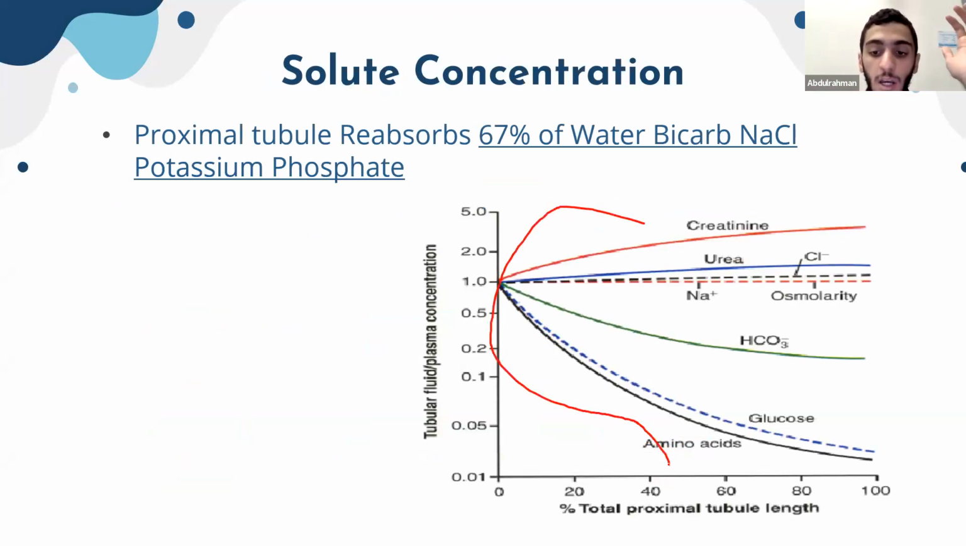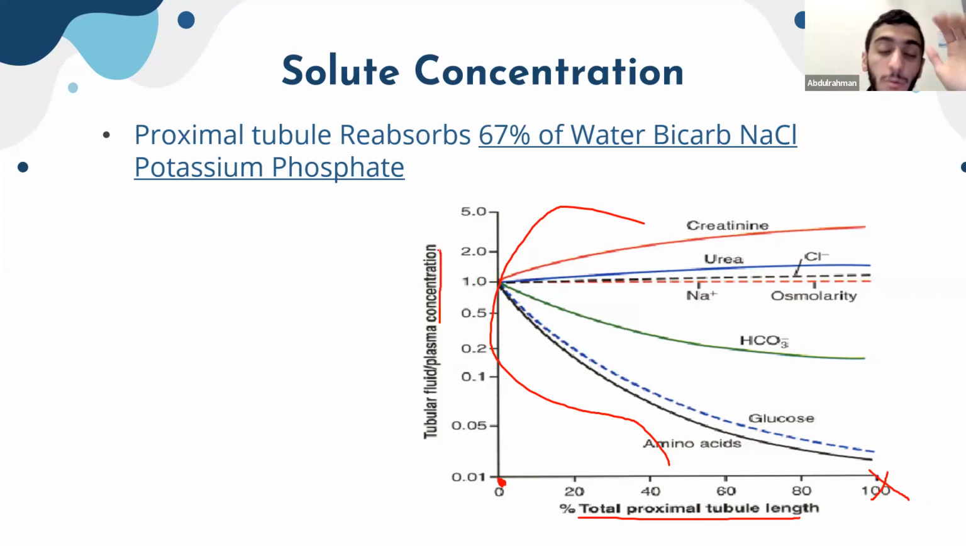Now, this slide is important, and you're most likely going to get a question about this graph. I have some practice for you on it, but let's understand what's happening here. This is through the proximal tubule length. Here is beside the glomerulus, and here is towards the end of the proximal tubule, where we're going down to the descending limb.